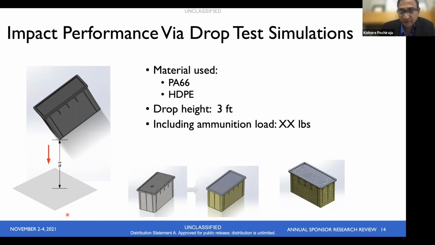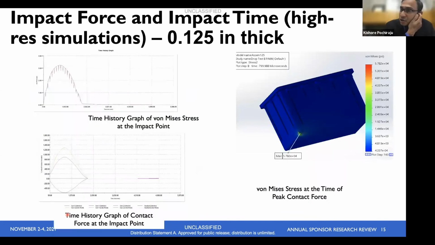Typically a 3 feet drop height is used, and you drop the loaded pack onto the rigid surface. We have done high resolution modeling on that. It's a corner drop. You see a corner drop here. When you drop it, you typically see the stress develop in a few milliseconds and then come down, and the force on this corner also develops with respect to the time of impact of the container onto the hard surface.